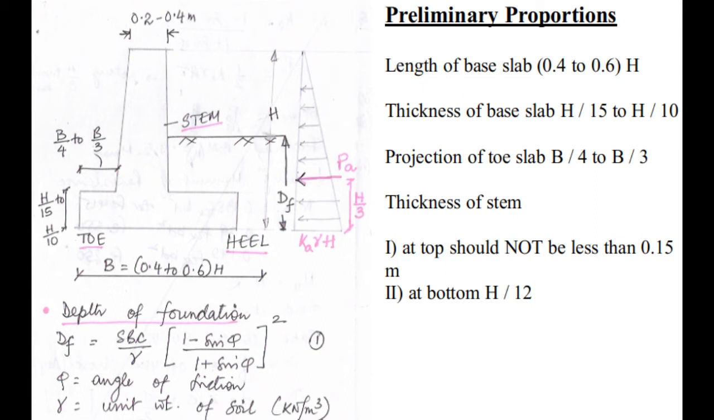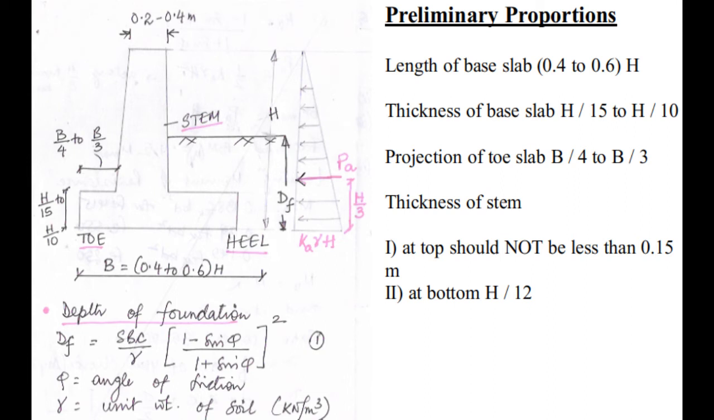Now you can see that there is one part in the left hand side part, it is written as toe, and the right hand side it is written as heel. But it is nothing of that sort, that left hand side and right hand side. Heel is that part of the cantilever retaining wall, the side on which the retaining wall retains the backfill. So the portion below the backfill of the base slab is called as the heel portion, and the other side is the toe portion. So also you can see over here that the projection of the toe slab is B by 4 to B by 3. So these are the preliminary step which I think you should note it down.